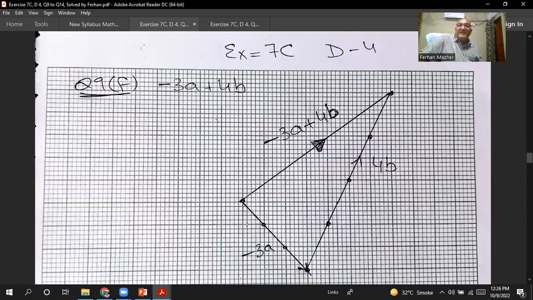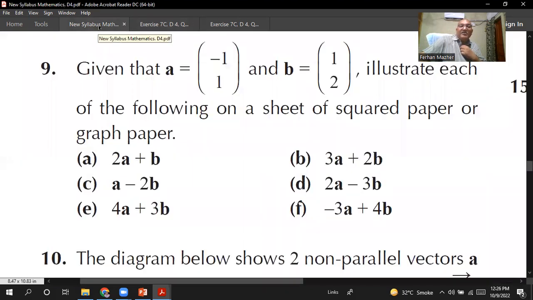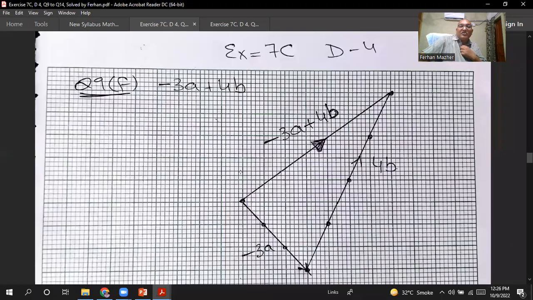Okay, so minus 3A plus 4B. The minus A will be one step to the left, one step up, one step to the... So we are starting from here. So what is A? The A value is how much? Minus 1, 1. Okay. So I have to represent minus 3 times A. So it will be one step to the right, one step down, one to the right, one step down, one to the right, one step down.